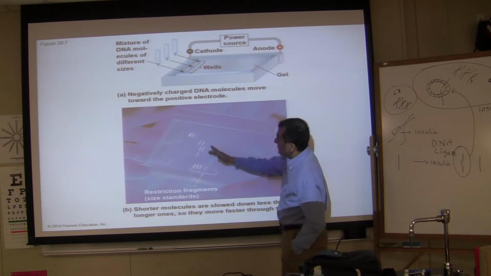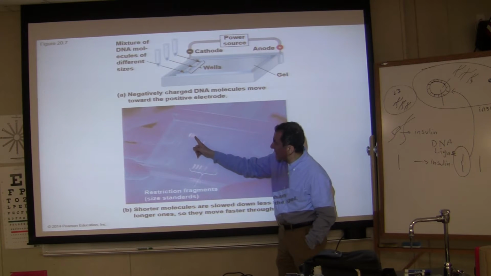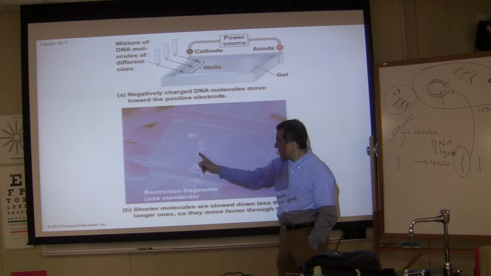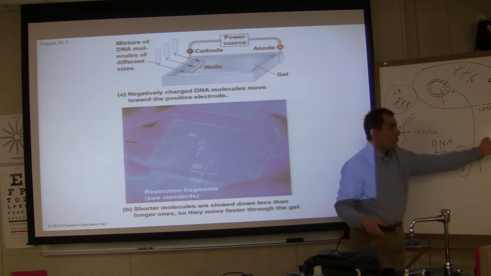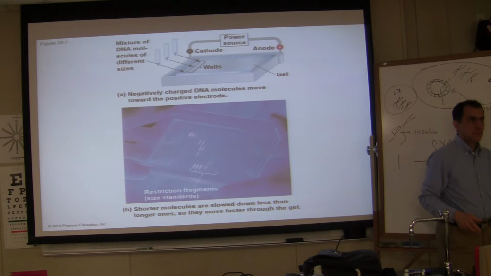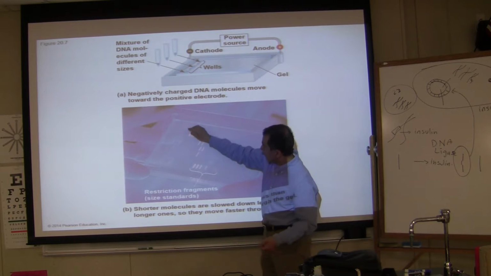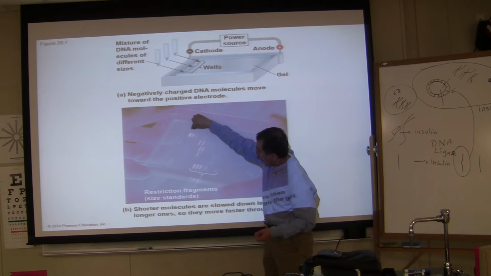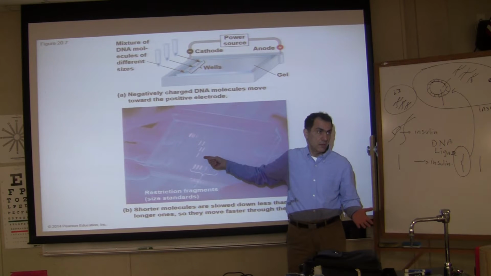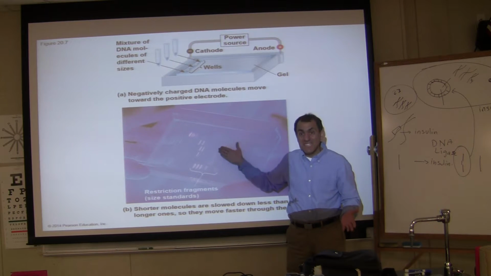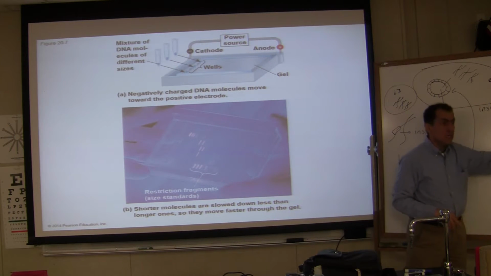So then you attach electricity to it, you wait half an hour. In half an hour, if you see these bands, do you see those bands? If you see these bands, you know you cut your DNA. If you don't see any bands, if you see one big clump right here, something like that, then you know you didn't cut your DNA. So this is evidence of knowing you used the restriction enzymes and you cut your DNA.